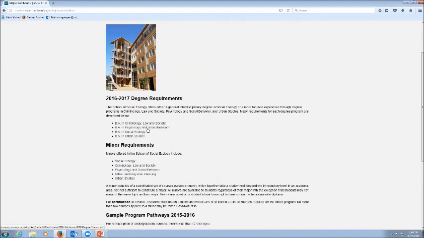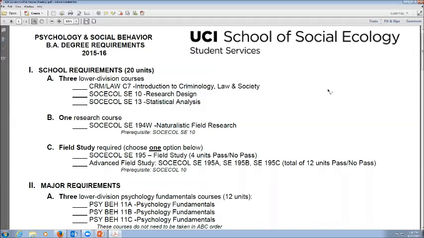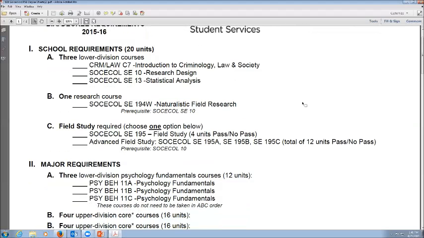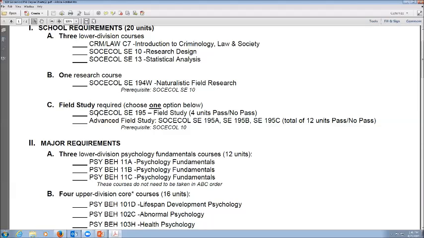Let's look at the psychology and social behavior major. So here we are. If you look, you'll have these school requirements that we were talking about. This is all on your degree sheet. C7, SE10, SE13. This is the stats class that I was talking about for category 5A. Eventually, you'll go into the 194W, which is your upper division writing. You don't need to worry about that right now. You're just a freshman. 195, don't need to worry about that right now either. There's prerequisites to both of these classes, which is SE10.